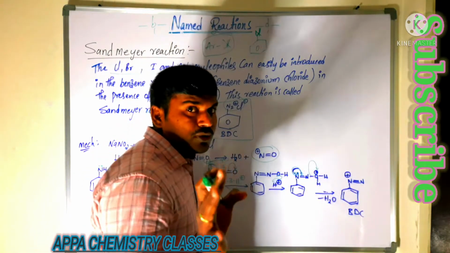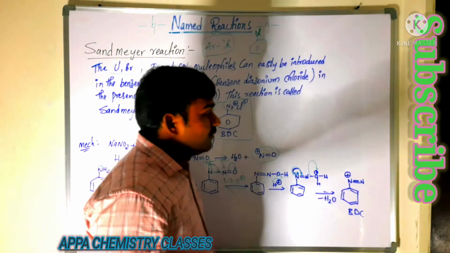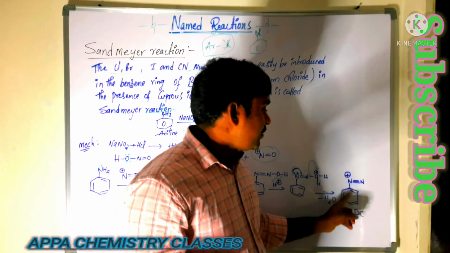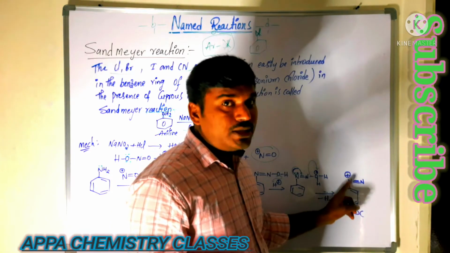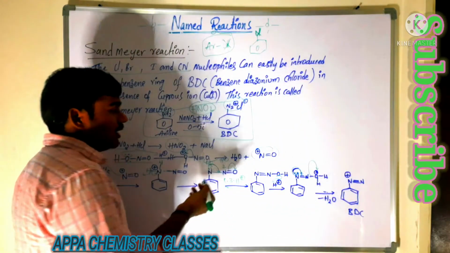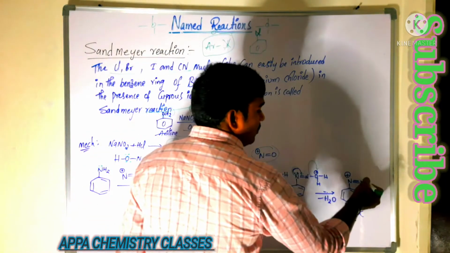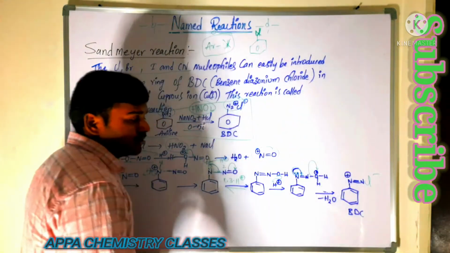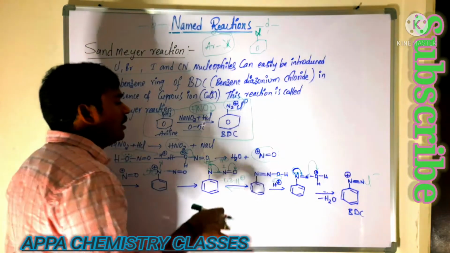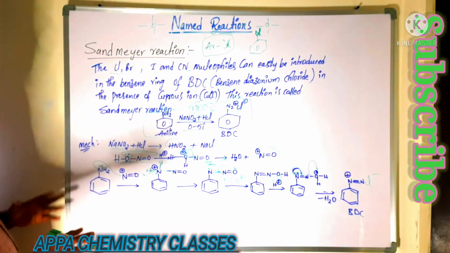This is very, very important. In the diazonium ion, which nitrogen is having the positive charge? Okay? So this nitrogen which is directly bonded to the benzene ring is having the positive charge. And in HCl, chloride ions are there. Those chloride ions will combine here. So that is what we are calling BDC, benzene diazonium chloride. So now we got the benzene diazonium chloride.